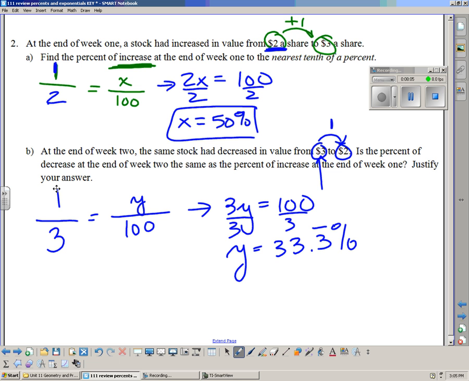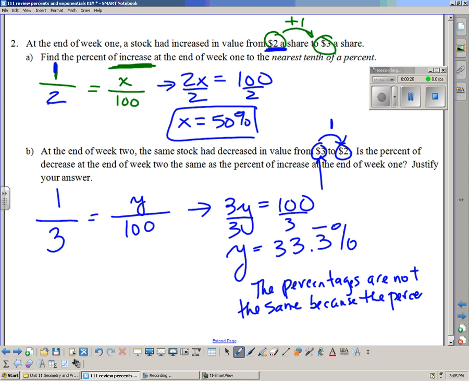So is the percent of decrease at the end of week 2 the same as the percent of increase at week 1? The percentages are not the same, because the percent decrease is lower. It's lower in amount than the percent increase.